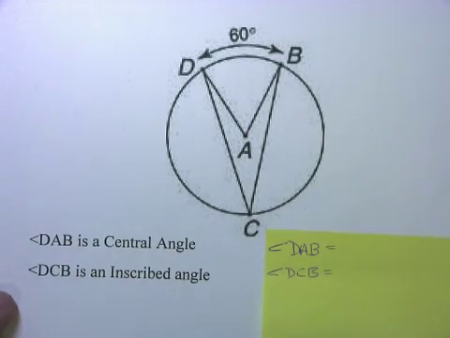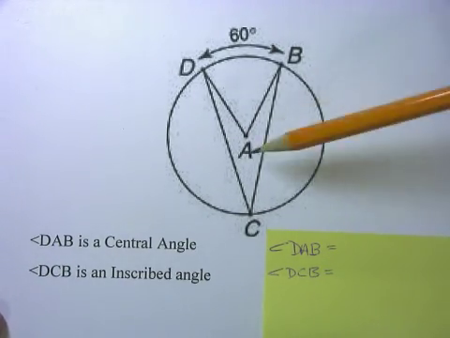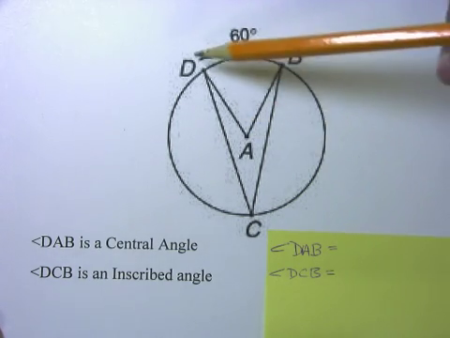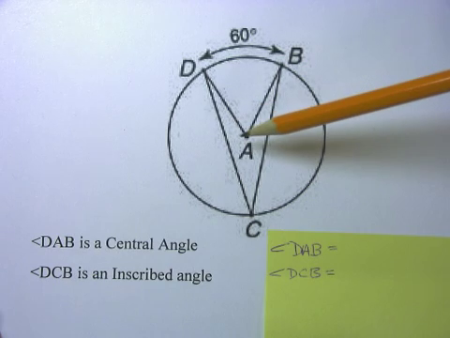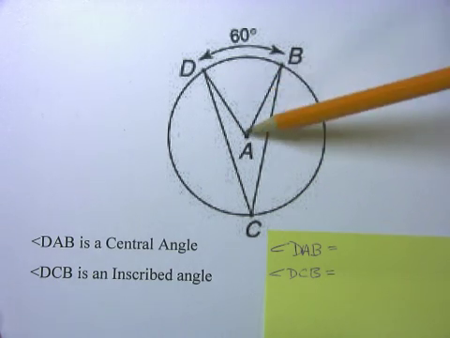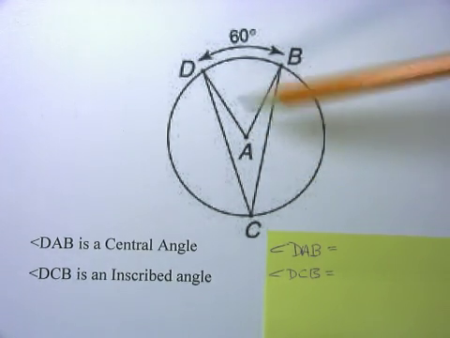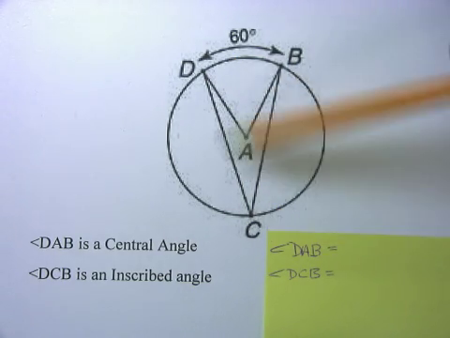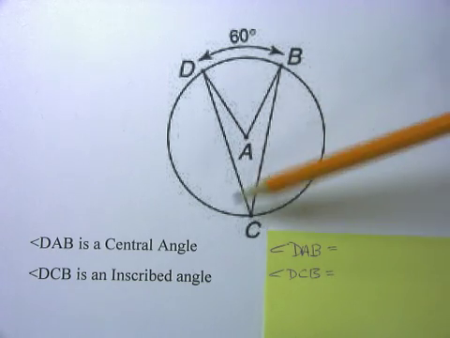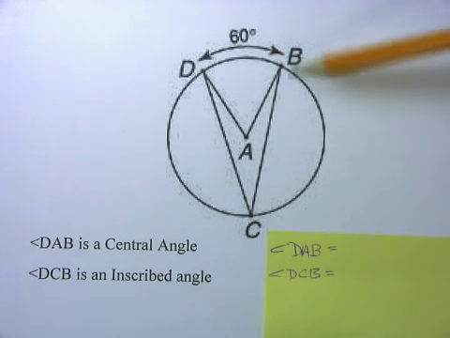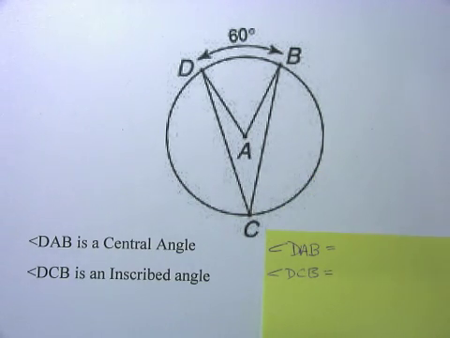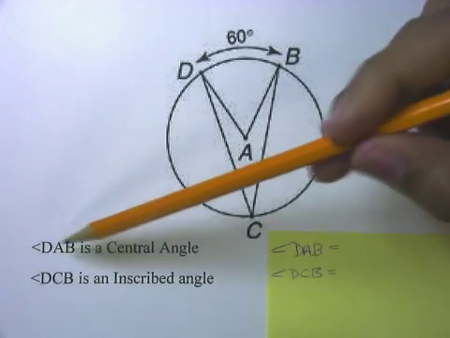Let's take a look at this example here. Here, I have two angles. First of all, this is circle A, and here I have angle DAB, which is a central angle, like we discussed before, because the vertex of angle DAB is at the center. And then I also have angle DCB, or BCD, which is an inscribed angle. How do I know that angle DCB is inscribed? Because the vertex is on the circumference.